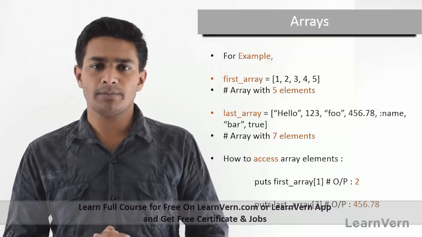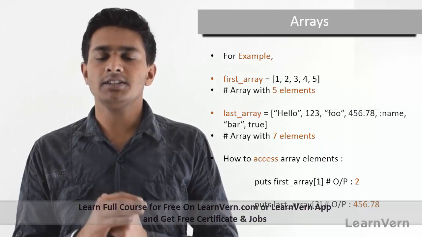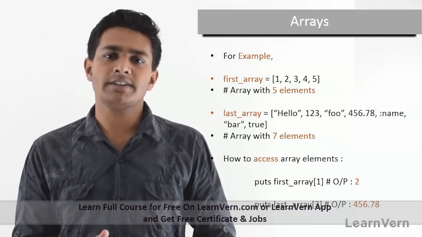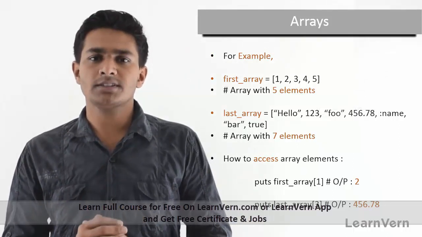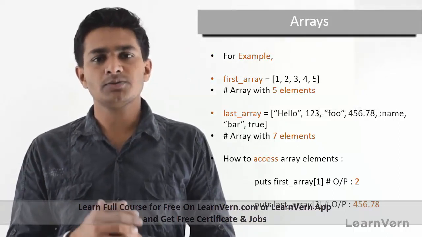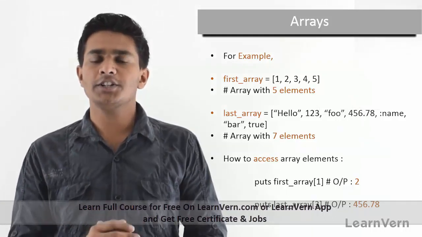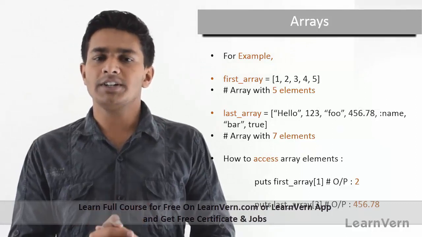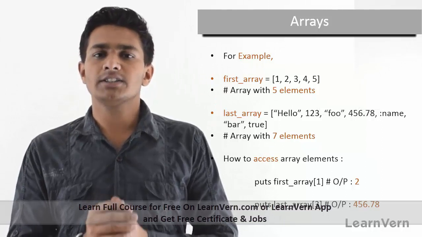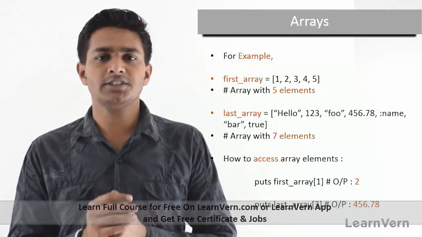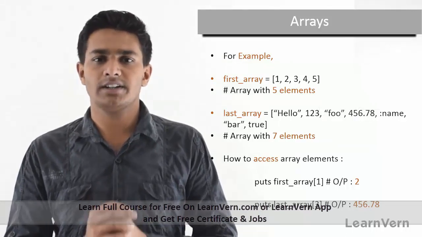Same for the second example. The name of the second variable is last array with 7 elements, and from those 7 elements I want to use the fourth one, that is 456.78. That is the fourth number, but its actual index is 3. What I need to do is put the variable name, that is last array, and in the square brackets I will add the element index, that is 3. So it will show me the fourth element from that array.